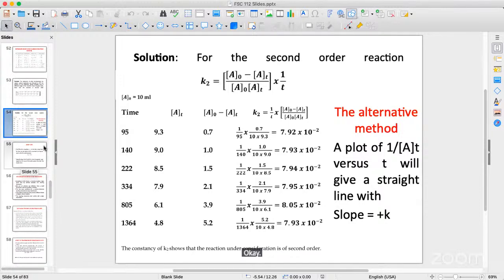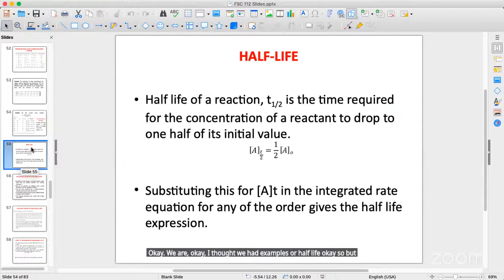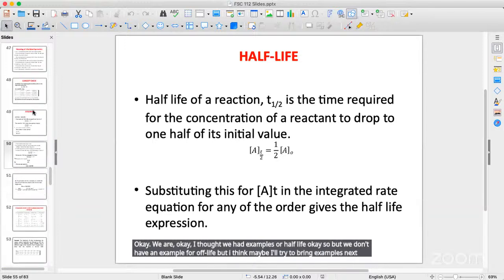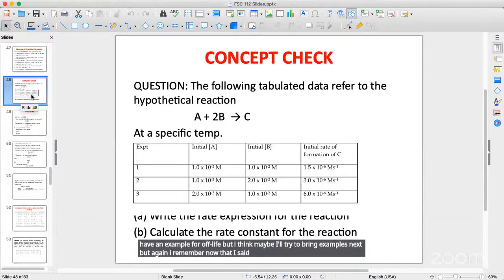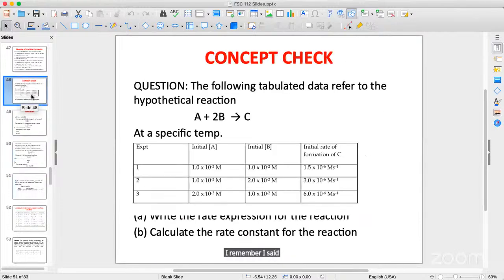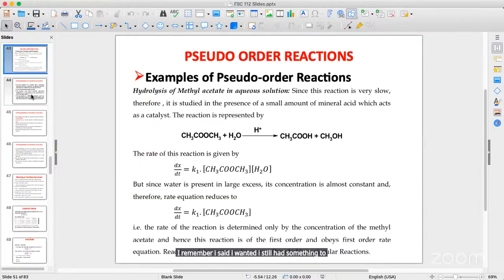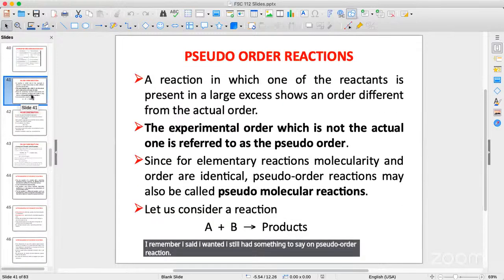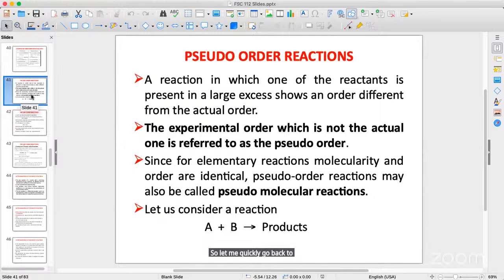I thought we had examples for half-life. Okay, but we don't have an example for half-life, but maybe I'll try to bring examples next time. But again, I remember now that before we move on, I said I still had something to say on pseudo-order reaction. So let me quickly go back to that, because I wouldn't want to just move on without talking about that.